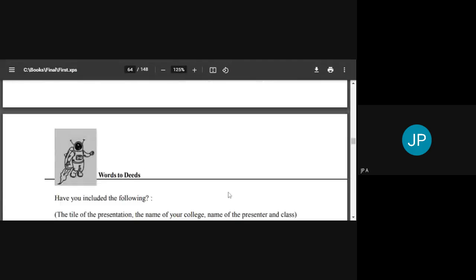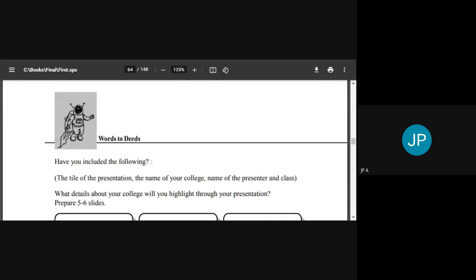So what can we include in the first slide? Yes. Have you included the following? The title of the, yes, self-introduction. Yes, I know. So the person's name, that is the self. The title of the presentation, the name of your college and name of the presenter and class. So these details we can include in the first slide of your presentation.